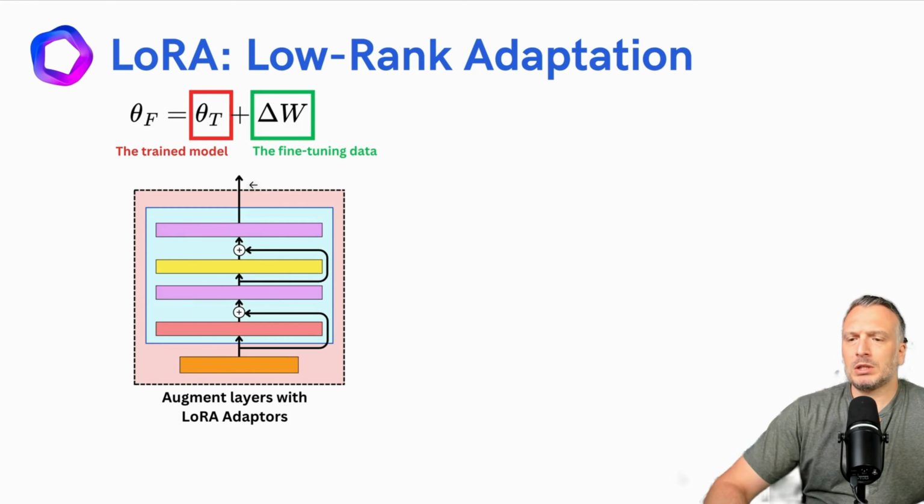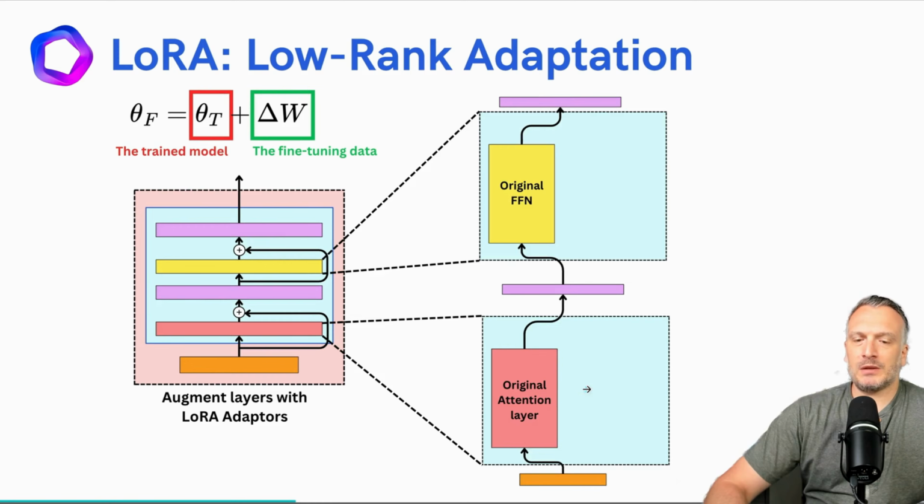So if we consider the transformer model, can we modify the architecture such that we are mimicking this decomposition of terms? Let's consider, for example, the original attention layer and the original feed-forward network.